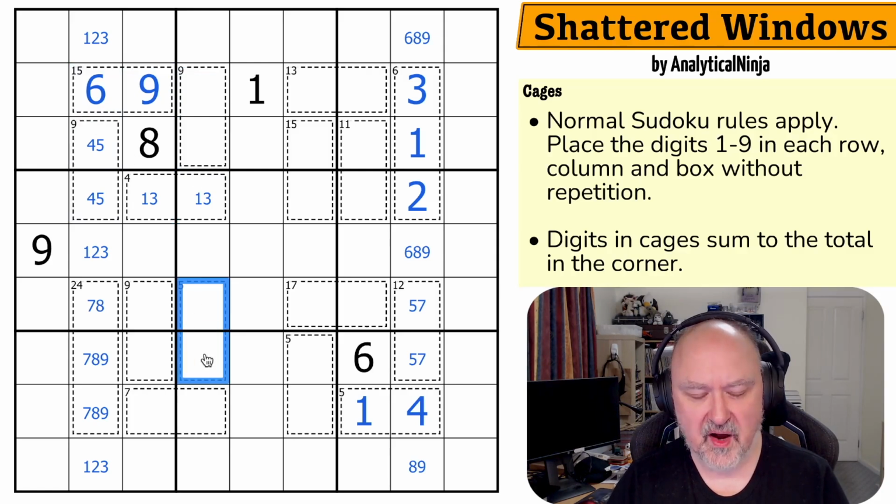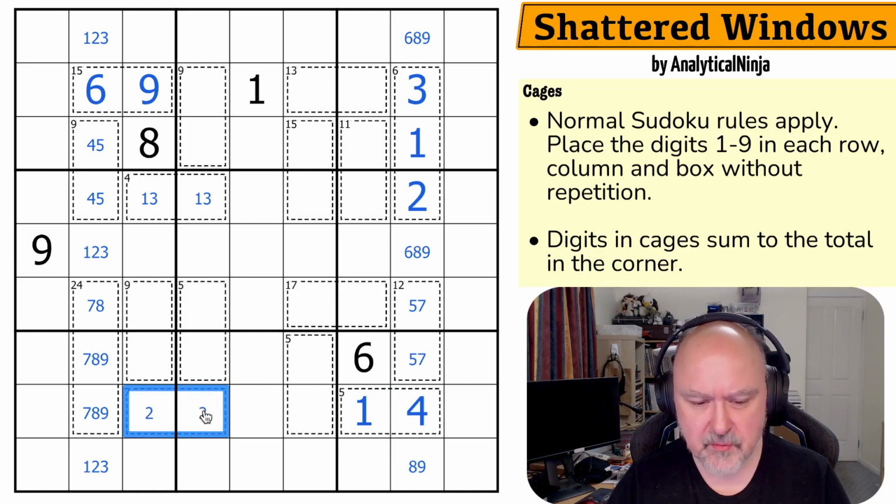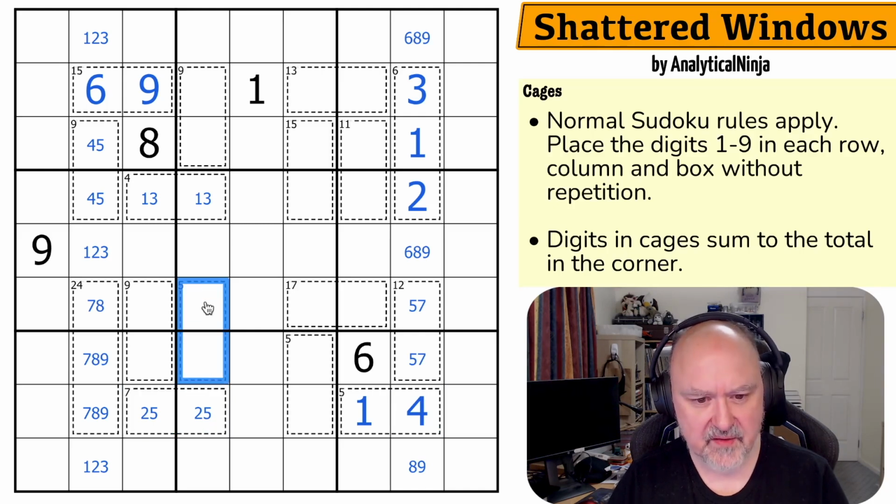How do we do 5? We could do 1, 4 or 2, 3 here. How do we do this 7? It can't be 1, 6. It could be 2, 5. It can't be 3, 4. So this is 2, 5. How do we do 5? We could do 1, 4. We could do 2, 3.